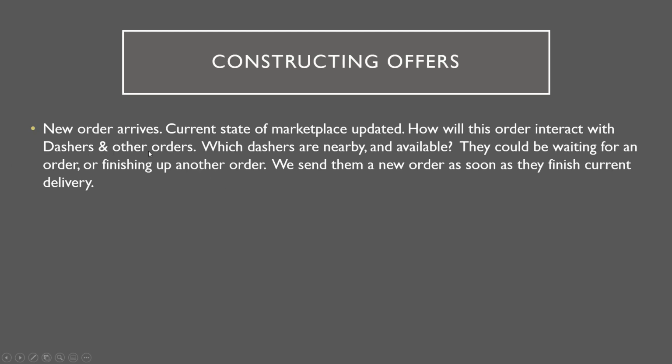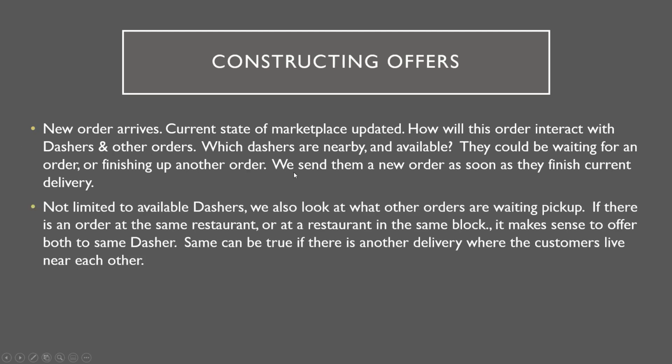And it's decided that, hey, I'm going to send it to Kim. As soon as I'm available, it sends it to me. Now, this is not limited to only available dashers. We also look at what other orders are awaiting pickup. If there is an order at the same restaurant or at a restaurant in the same block, it makes sense to offer both to the same dasher. Same can be true if there's another delivery where the customers live near each other. So that's how they create the batches.